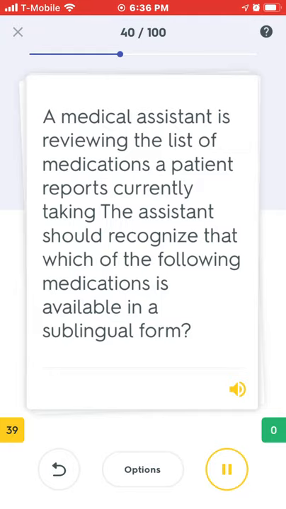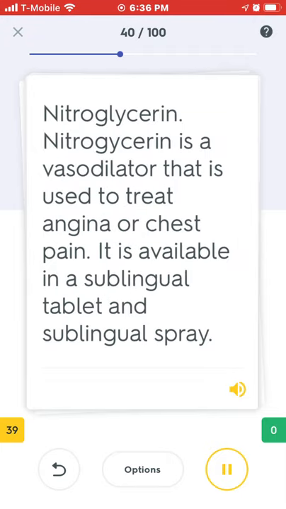A medical assistant is reviewing the list of medications a patient reports currently taking. The assistant should recognize that which of the following medications is available in a sublingual form? Nitroglycerin. Nitroglycerin is a vasodilator that is used to treat angina or chest pain. It is available in a sublingual tablet and sublingual spray.